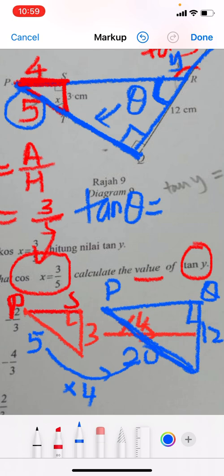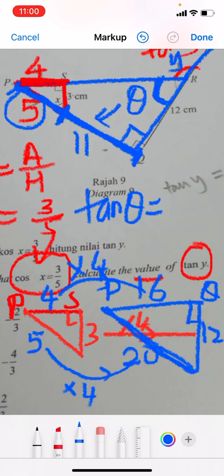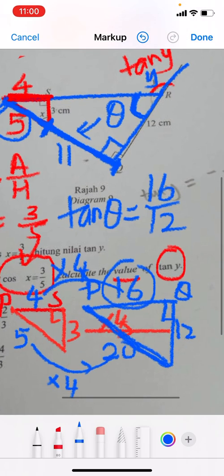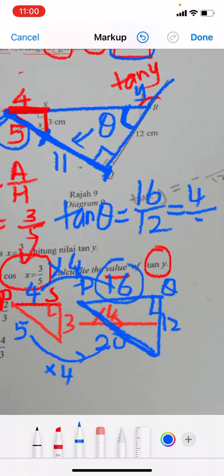Then for this side, this is 4, it will be 16. Right? You have to times 4 for every side. Now we can figure out that actually this is 11. But it's okay, we just want the whole length of this. From here to here is 11, here to here is 5. But we want the whole length, which is 16. So PQ is 16. So we can say tangent theta is 16 over 12, right? If you simplify further, it will be 4 over 3.